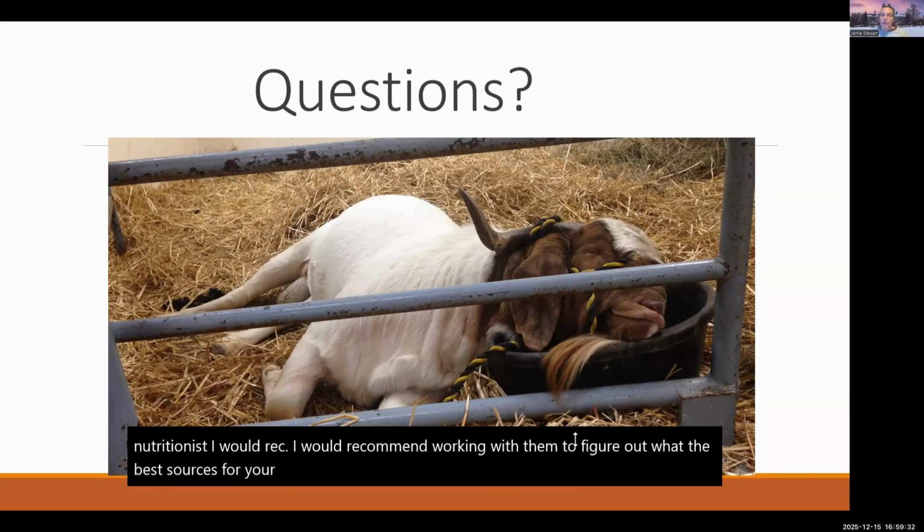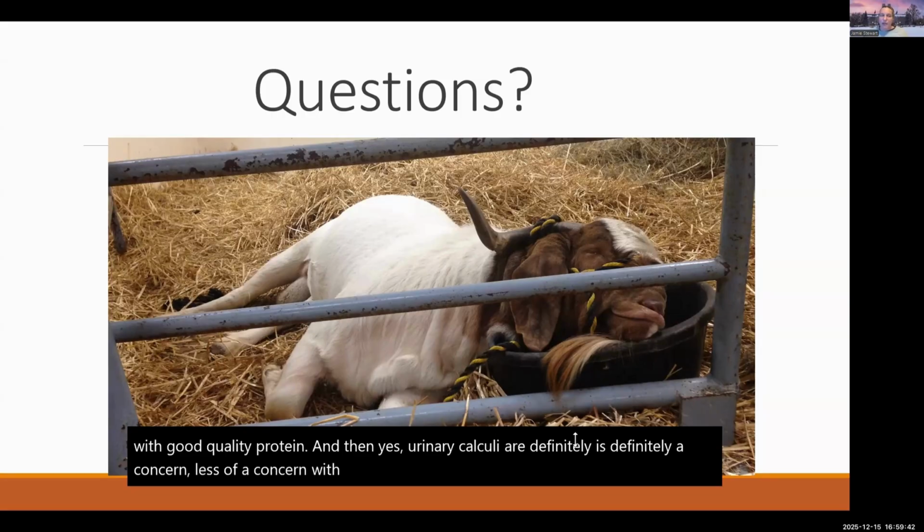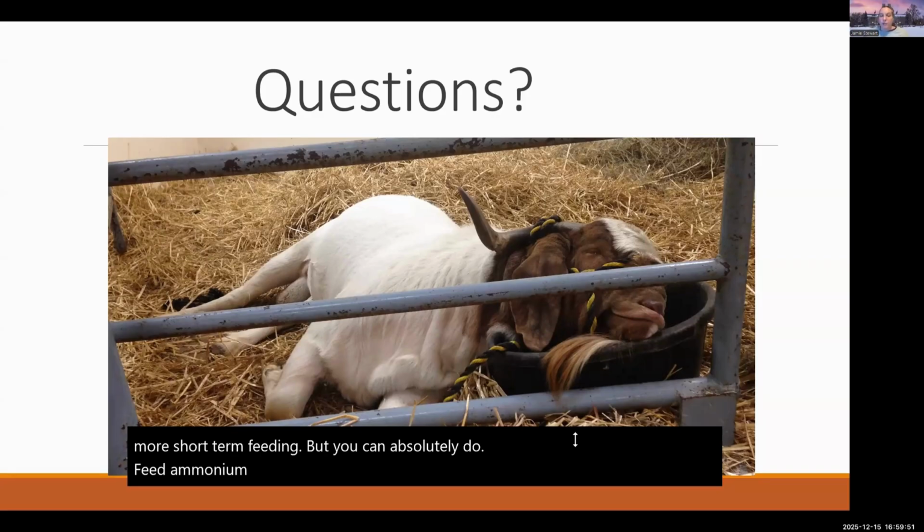But a good protein supplement is going to be something with good quality protein. And then yes, urinary calculi is definitely a concern. Less of a concern with our intact animals and less of a concern if we're doing more short-term feeding, but you can absolutely pulse feed ammonium chloride to minimize the risk for that when you're trying to bulk them up.